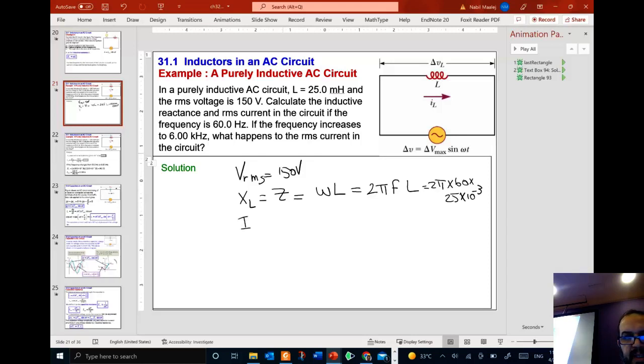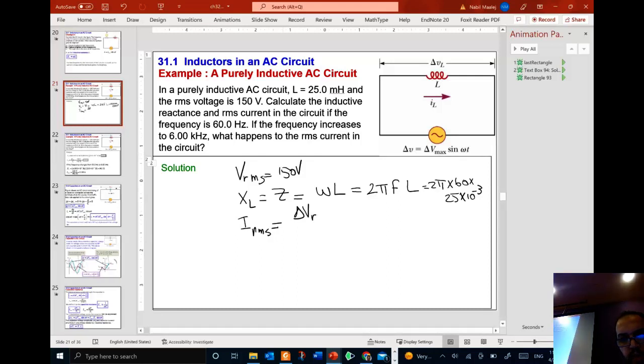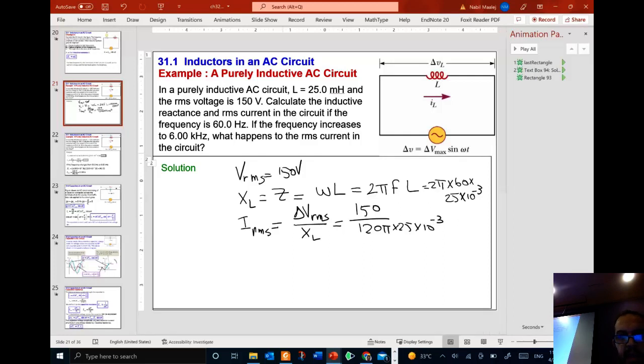So I RMS, we can use delta V RMS divided by XL, which is the inductive reactance. Remember, for resistance we used I is delta V over R. Now we write delta V RMS divided by XL. Delta V RMS is 150 divided by XL, which is 120 pi times 25 10 minus 3. Okay, so we find the IRMS.